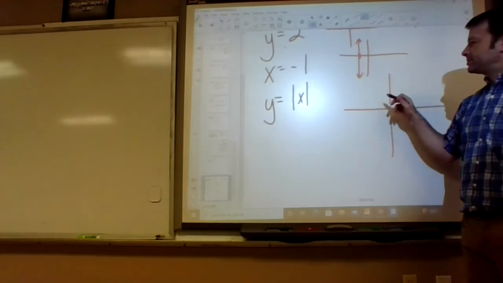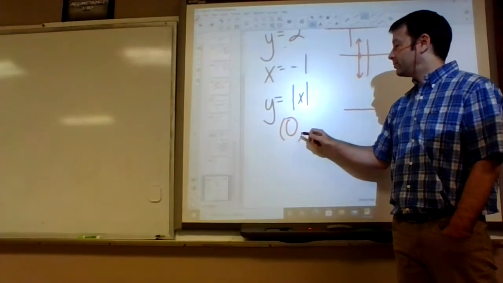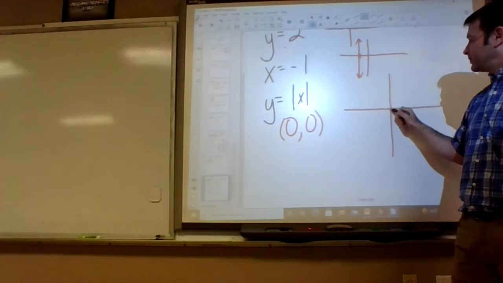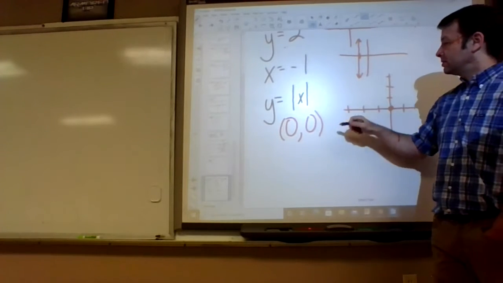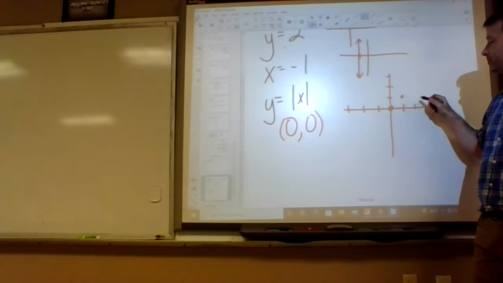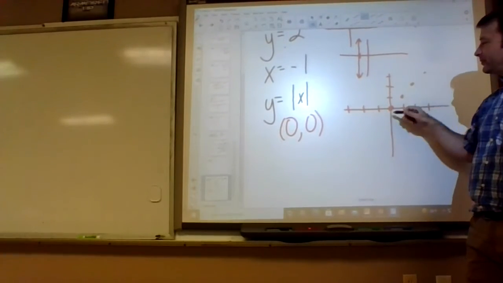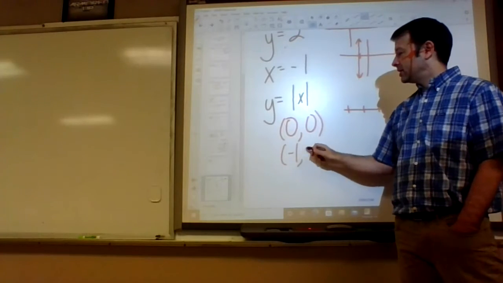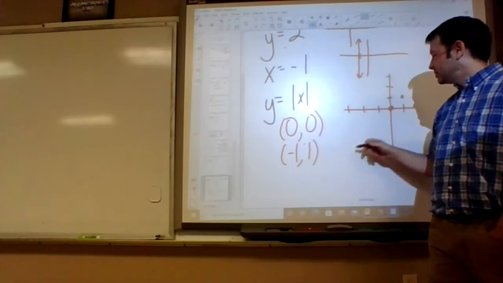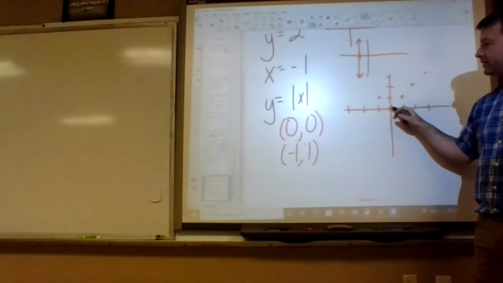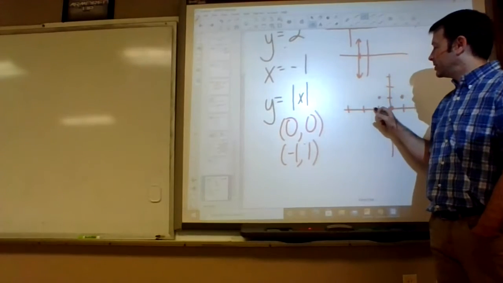Okay, let's play a little game here. What if I plug in 0 for x? What do I get for y? 0. What if I plug in 1 for x? I get 1. If I plug in 2, I get 2. So this part's the diagonal. What if I plug in negative 1? The absolute value of negative 1 is 1, so y would be 1 in that case. If I plug in negative 2, I get positive 2 for y.